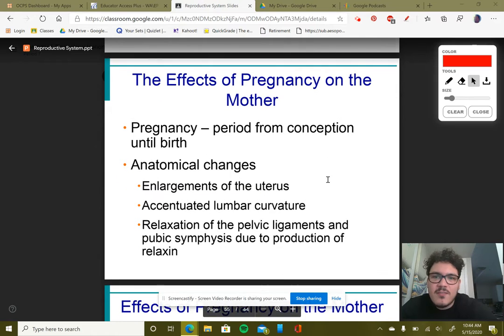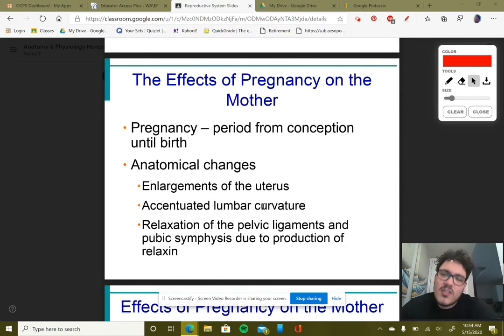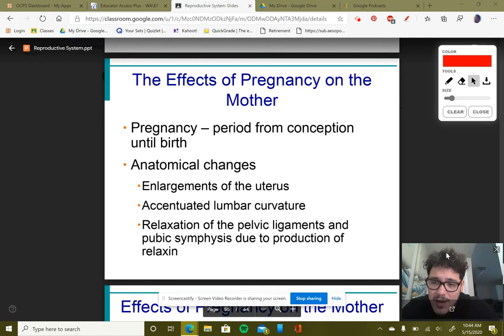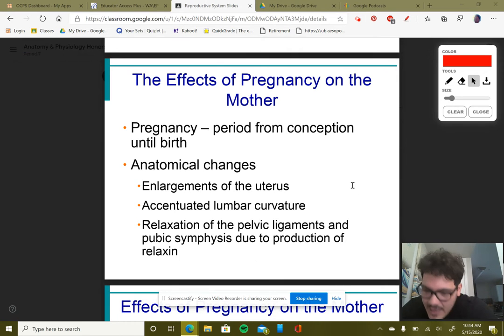All right, so the effects of pregnancy on the mother. This is important to discuss as well, so we have a good understanding of just exactly what happens to the female body while all this is going on. So first off, pregnancy, of course, is the period from conception until birth. Again, the average pregnancy in humans is about 9 months. So it's going to be 3 trimesters.